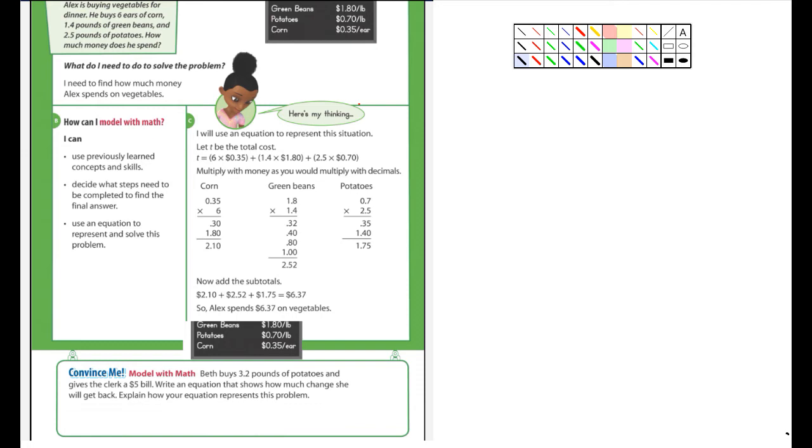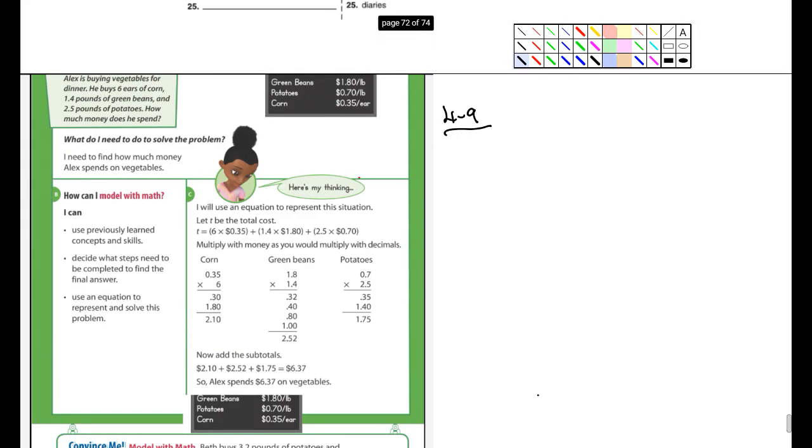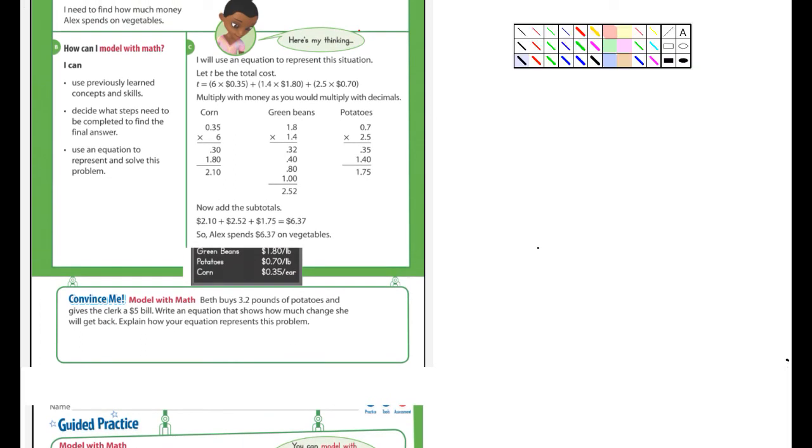And you guys will have tonight or Saturday and Sunday to do, what is this? This is 4-9, I think it is. 4-9. And we're on page 162 here. So this is an example. And so you don't have to do that. But I do want to look at the convince me down below here.